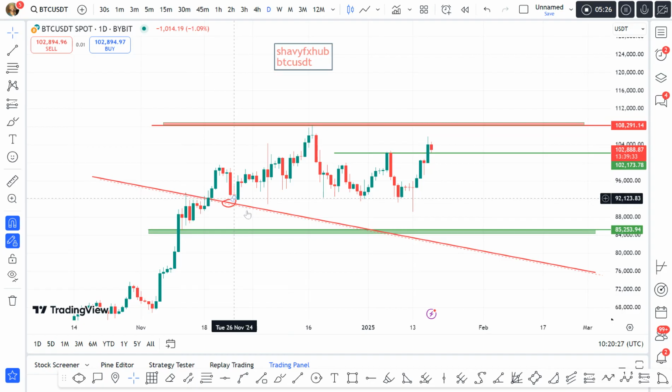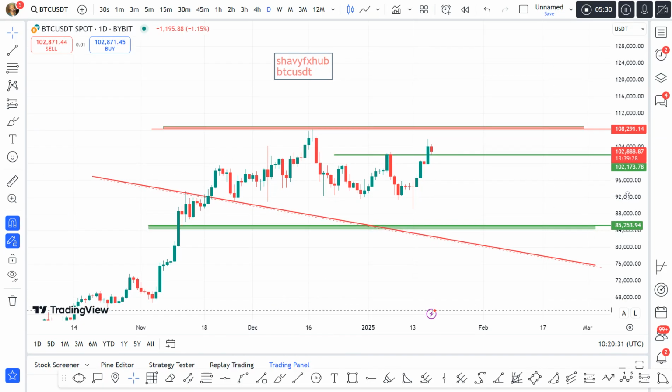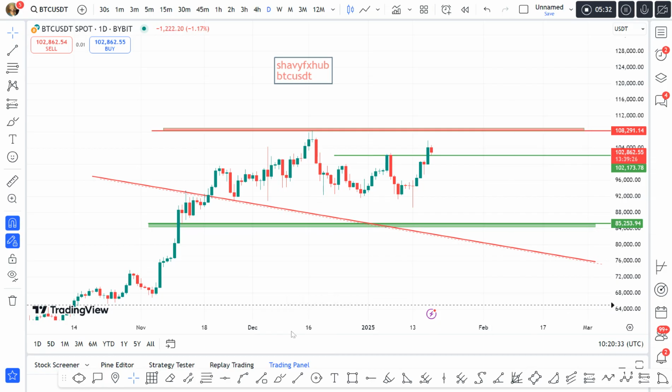So now the next thing we need to point out is the trend. I said on lower time frame you will find a trend, but on daily the market is consolidating, and we have a trend at this level.